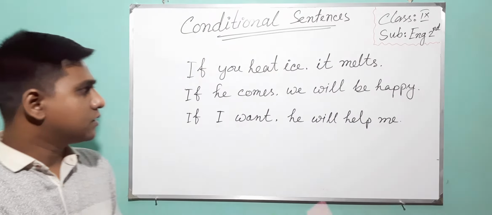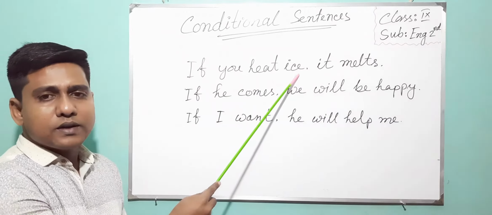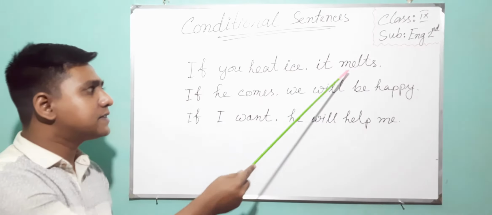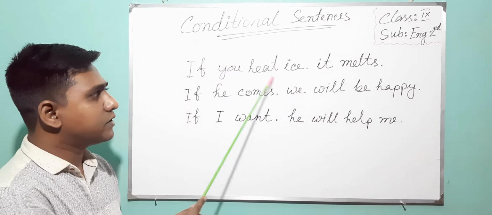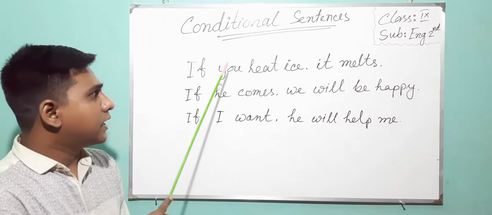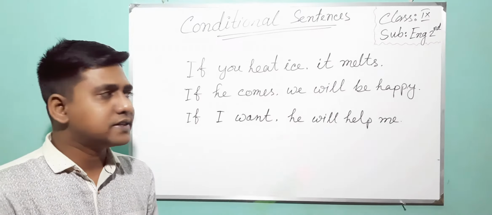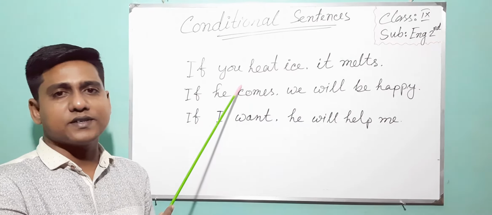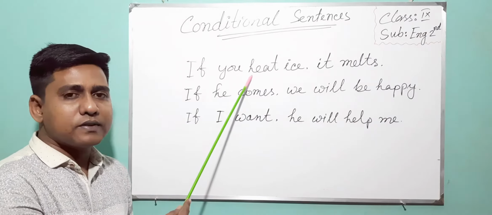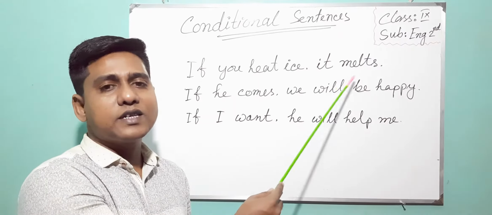Dear learners, look at the words once again. In every sentence, how many parts are there? In a sentence, there are 2 parts. If you heat ice, one part; it melts, another part. And there is an if. If means condition. So this sentence is called a conditional sentence. A conditional sentence has 2 parts. One part is the if part, another part is the result part.